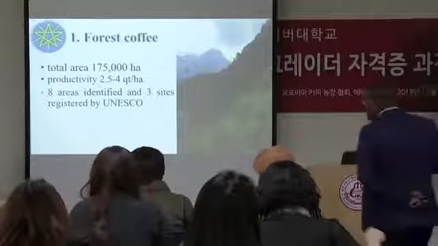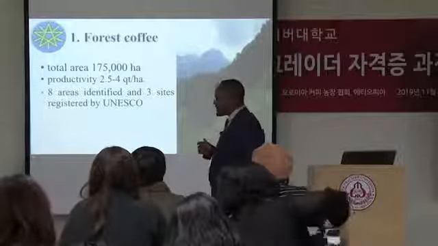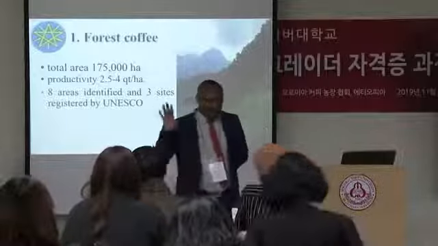Generally, there are 8 areas identified, and 3 sites are registered by UNESCO. 8 major sites or areas are identified as forest coffee in Ethiopia. Out of these 8 forest coffee areas, 3 are already registered in UNESCO.